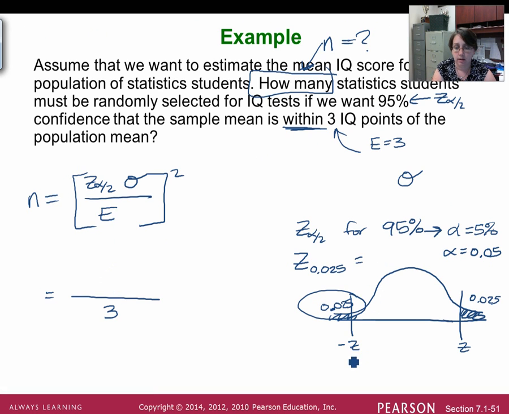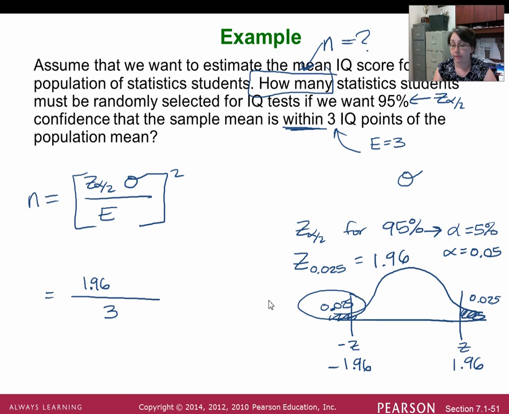So this is negative 1.96, which means the other one is positive 1.96. You always write the positive when you write a z-score, or critical value. So 1.96 is what we plug in for our critical value, and then sigma. Uh-oh, what do we do about sigma? We don't have a sigma.